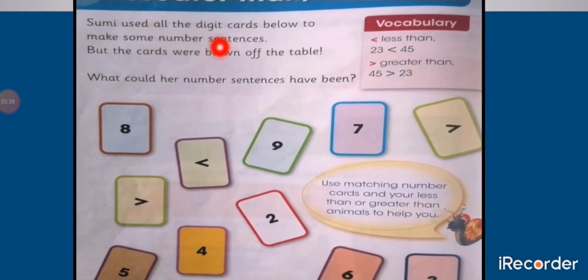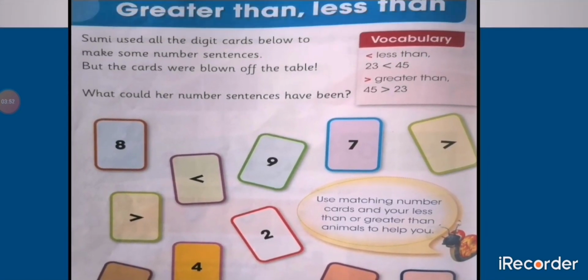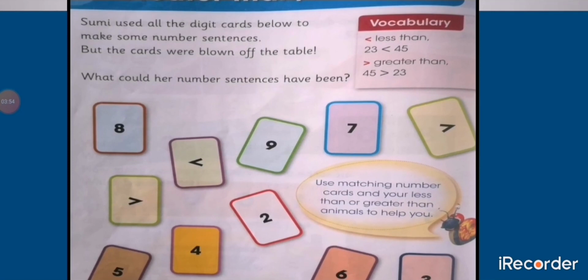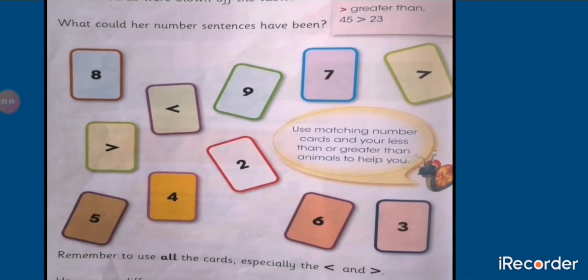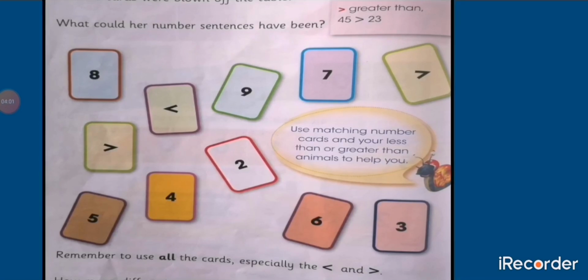Sumi used all the digit cards below to make some number sentences. But the cards were blown off the table. What could her number sentences have been? So these are number cards. They were blown off the table when Sumi had made number sentences, and we will find out the number sentences she has made.